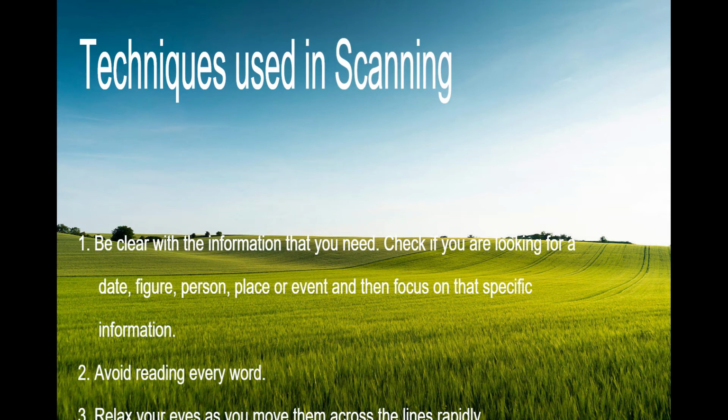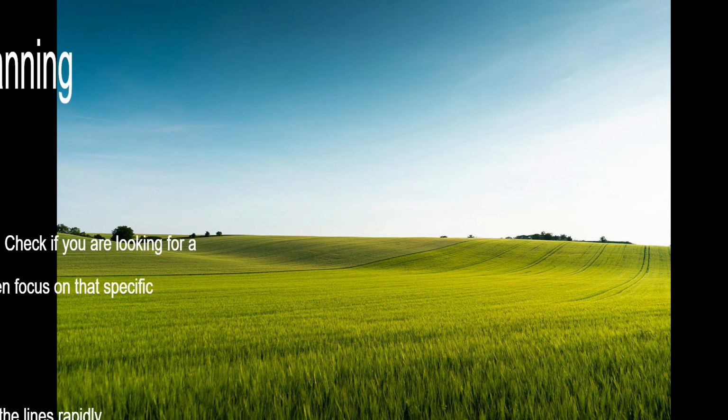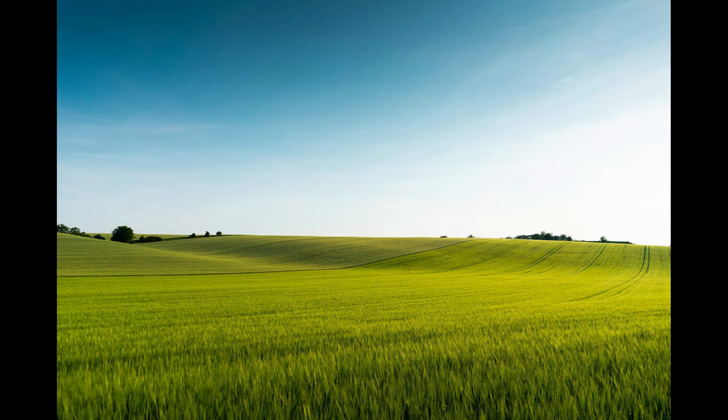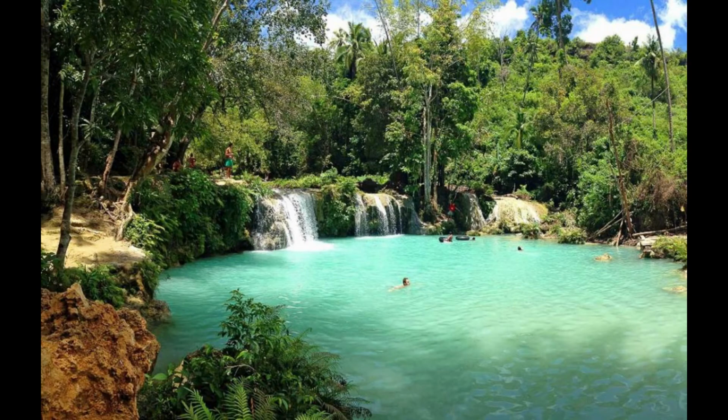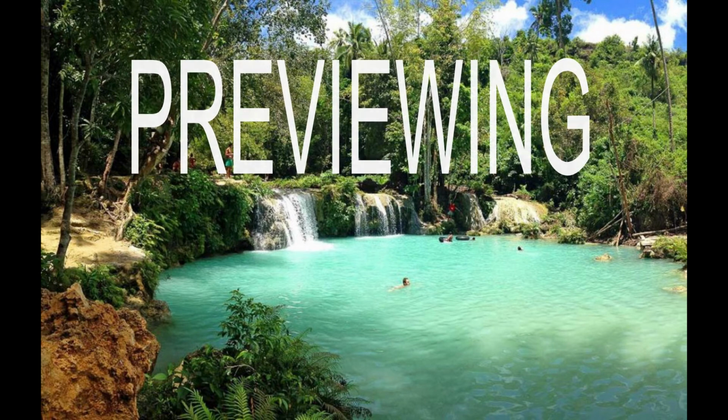2. Avoid reading every word. Focus on what you need. And 3. Relax your eyes as you move them across the lines rapidly. Now we're done with the first basic reading skills, which is rapid reading, with its examples, skimming and scanning. Now let's move on to the second one, which is previewing.